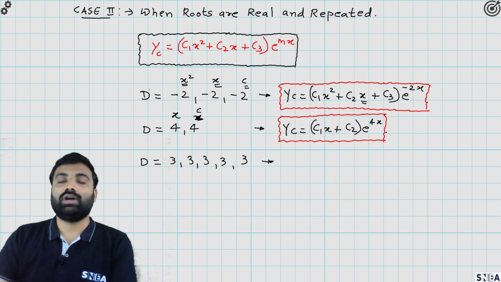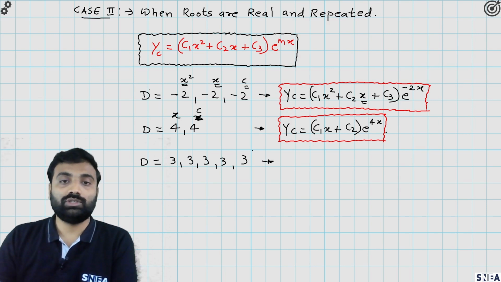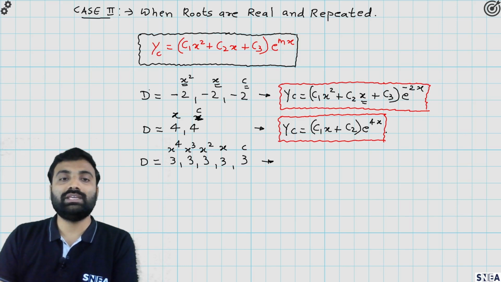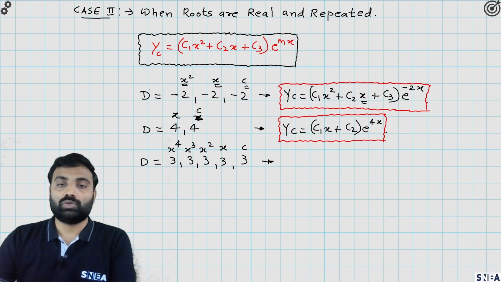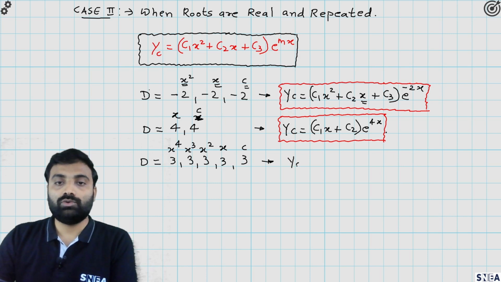Okay. Now yc, दिमाग लगाओ. So here will be what? Here will be constant. Here will be x. Here will be x square. Here will be x cube. Or here will be x raised to 4. So how you are going to write?